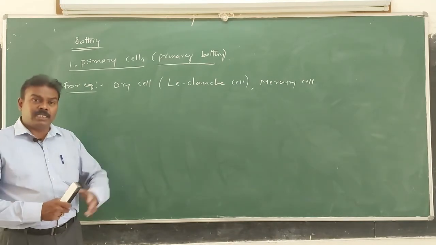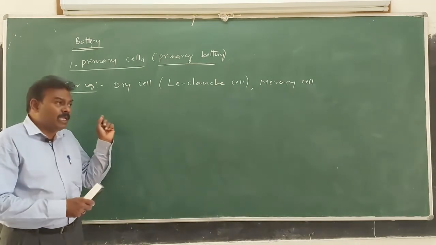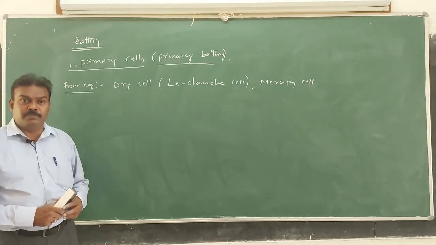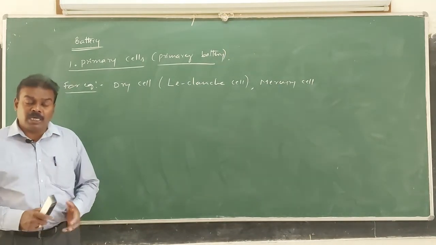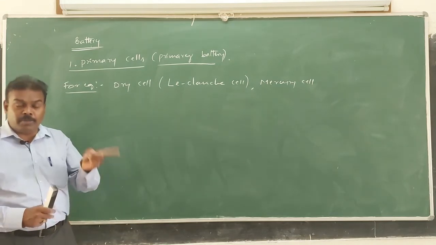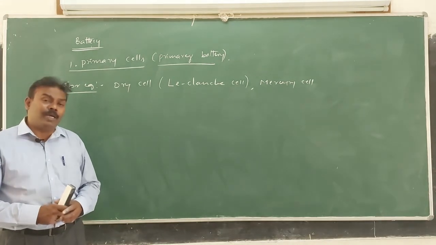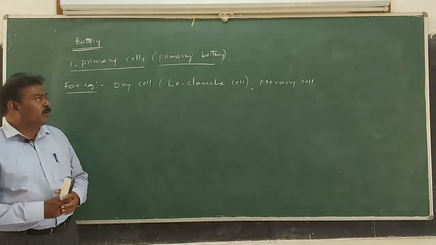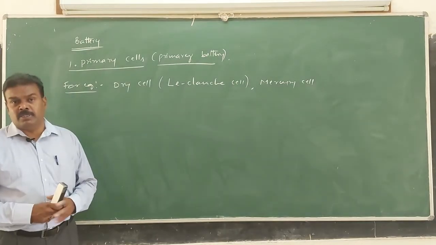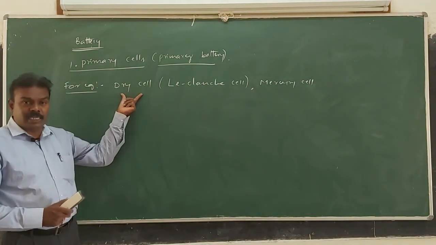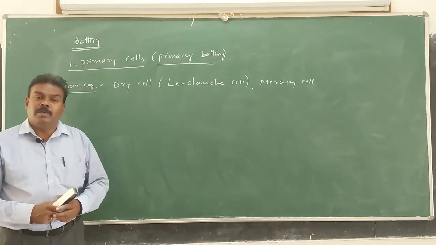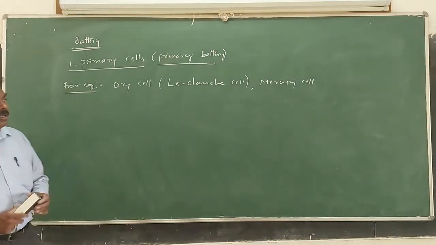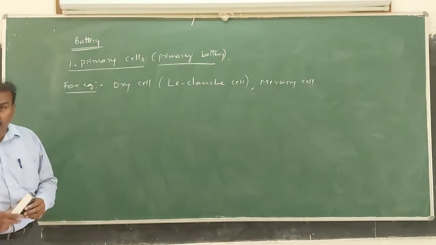The batteries which can be used for a certain period of time and cannot be reused are called what? Primary cells or primary battery. For example, dry cell, or we can take mercury cell. Okay, now here I take an example regarding a dry cell.